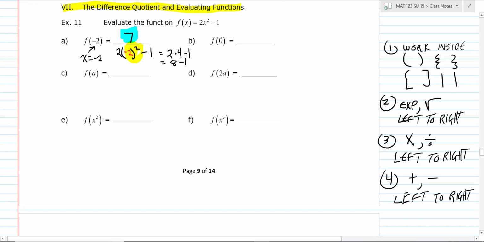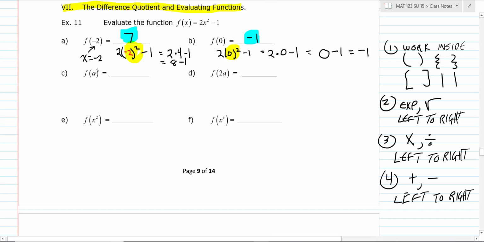Okay, so we do the same kind of thing on all these problems. The next one we plug in 0. So we do 2 times 0 to the second minus 1. Again, do the exponent first. So 0 to the second is 0. So that would be 2 times 0 minus 1. Then you would multiply. So 2 times 0 is 0. And then finally you would subtract. So that's negative 1. Okay, and you want to be able to do this without having to rely on a calculator, do every one of these problems.